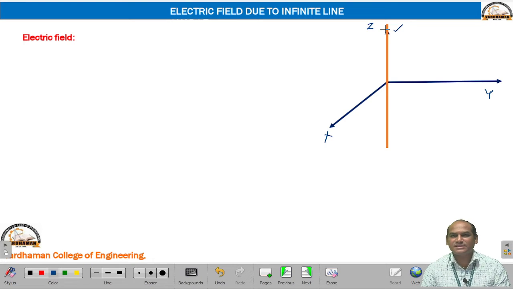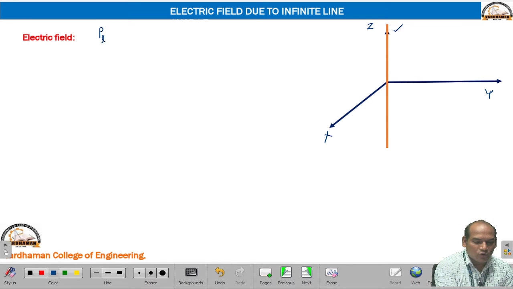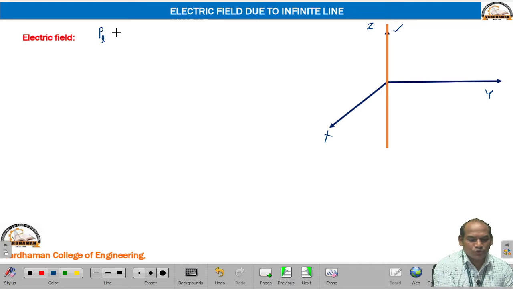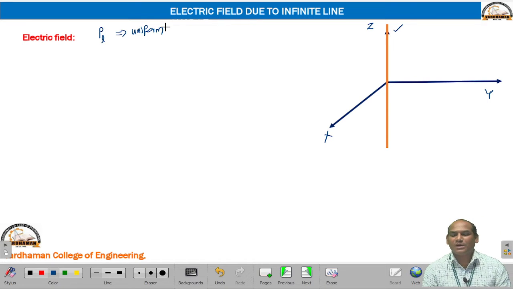On the z axis, where z changes from minus infinity to plus infinity, the infinite line charge is available, and we assume it has the line charge density rho L, and it is a uniform line charge density. Uniform is nothing but the charge density is the same everywhere with respect to z. Okay. Then what do we need to do?